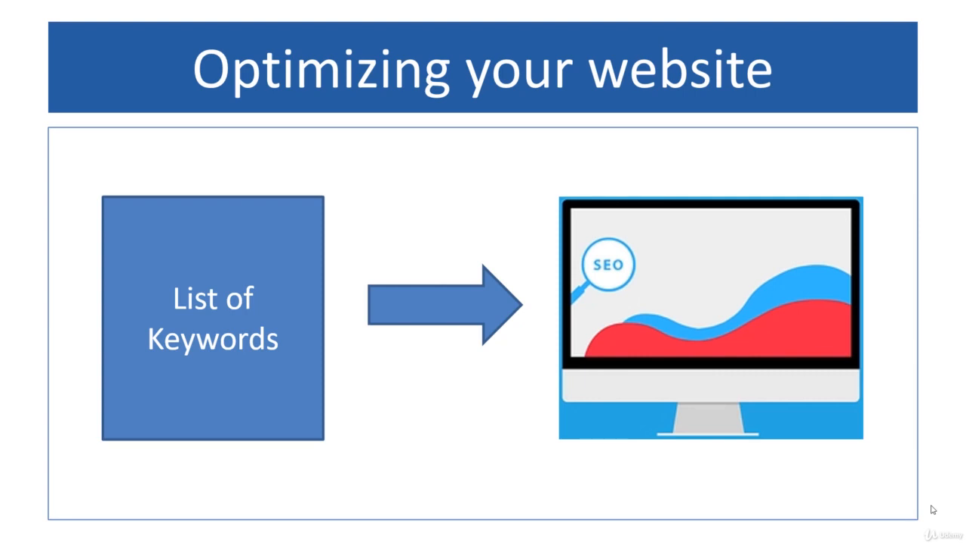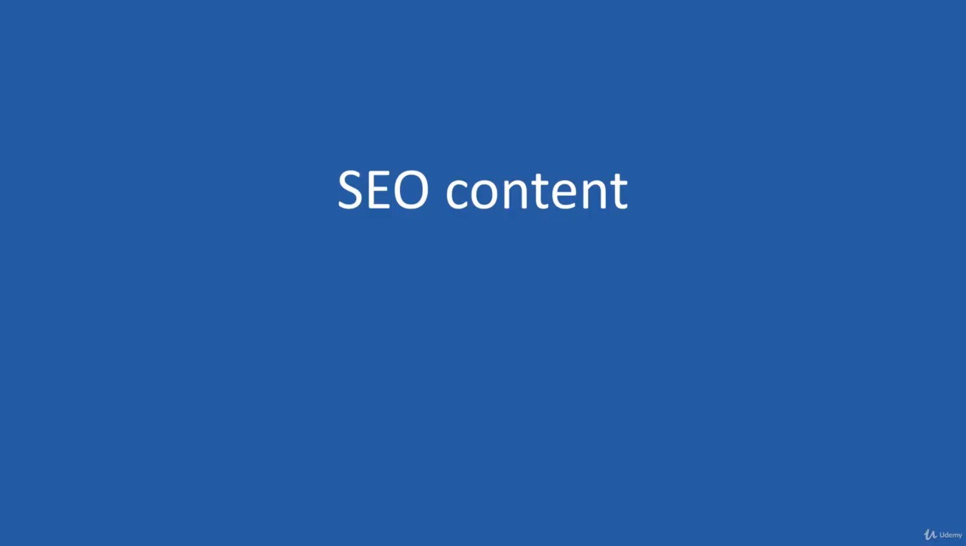In the previous lesson, we looked at how to do keyword research. You should now have a list of the best keywords for your website. The next step is to optimize your website for the keywords of your choice. We do this by writing SEO content.